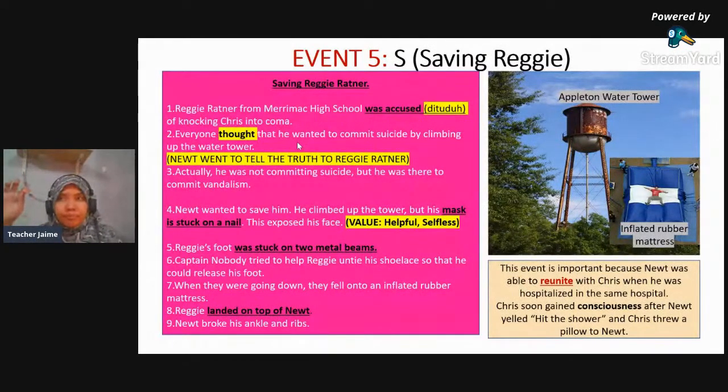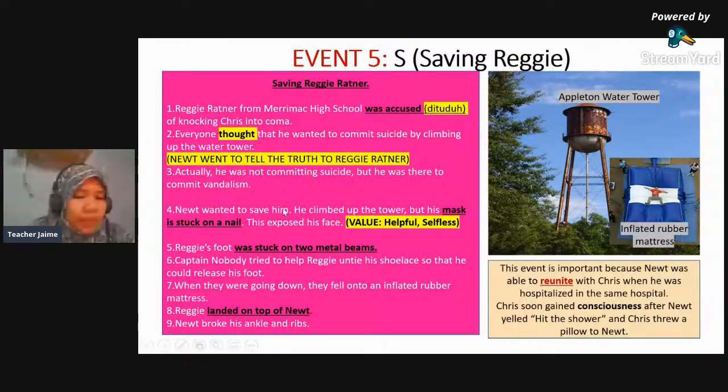Actually, it was not Reggie Redner who knocked him down. So that's why now dia nak panjat water tower to tell Reggie Redner. Dia nak kata, okay, bukan you. Saya tahu dah bukan you, so jangan commit suicide. Tujuan dia panjat tu sebab nak cakap benda tu. Newt wanted to save him. So dia dah cakap bukan nak commit suicide, so dia ajak turun lah.